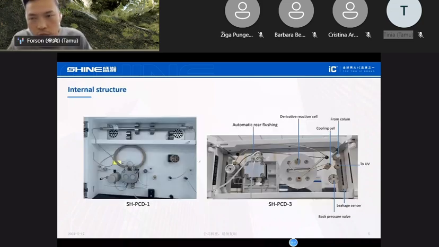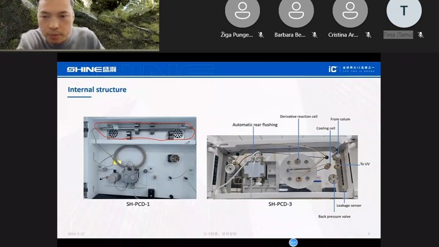This is the internal structure of the two different instruments. The first one, PCD1, has the pump, and here a column oven. We can put the column in here. Also, we can put the column in the ion chromatography, or you have the HPLC. It's okay. If we put the column here, we just set the parameter on the touch screen.